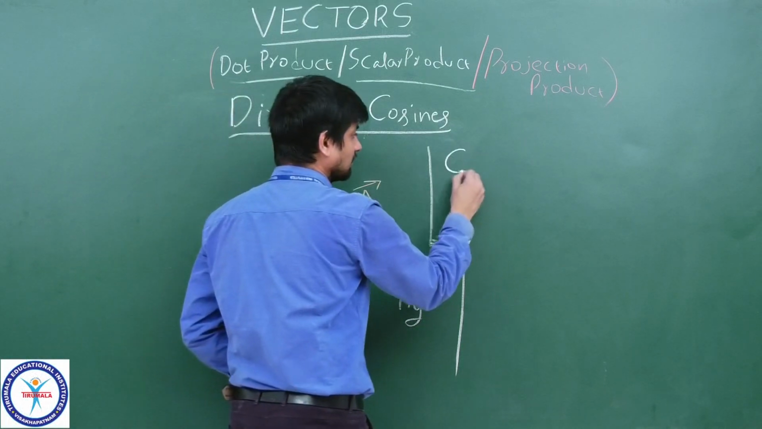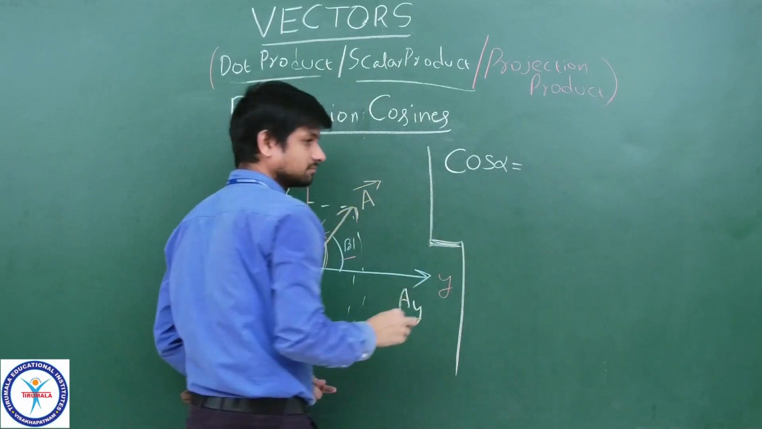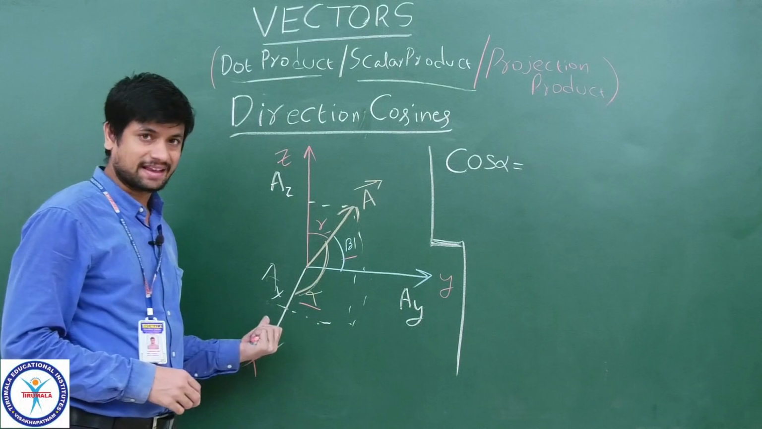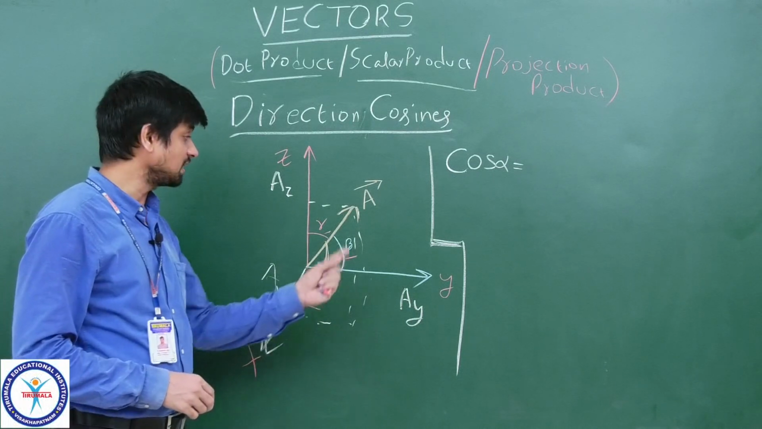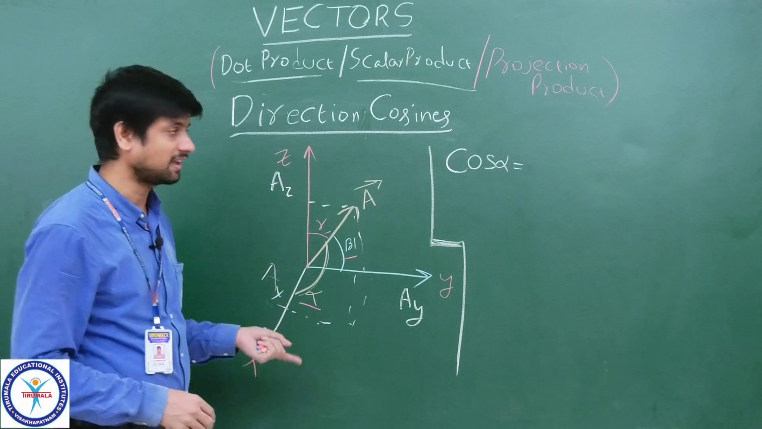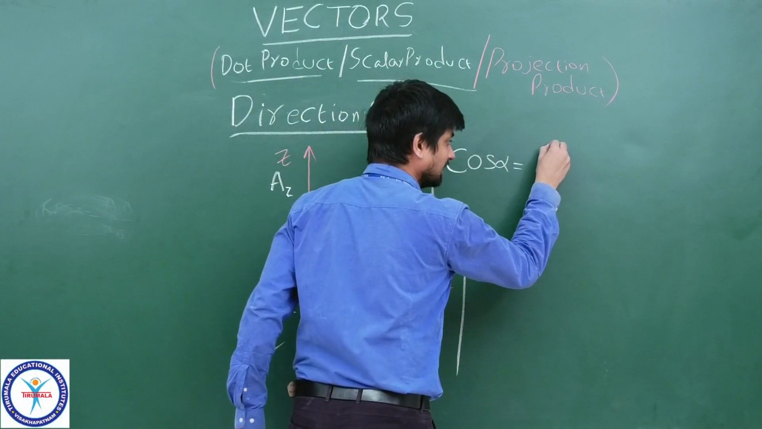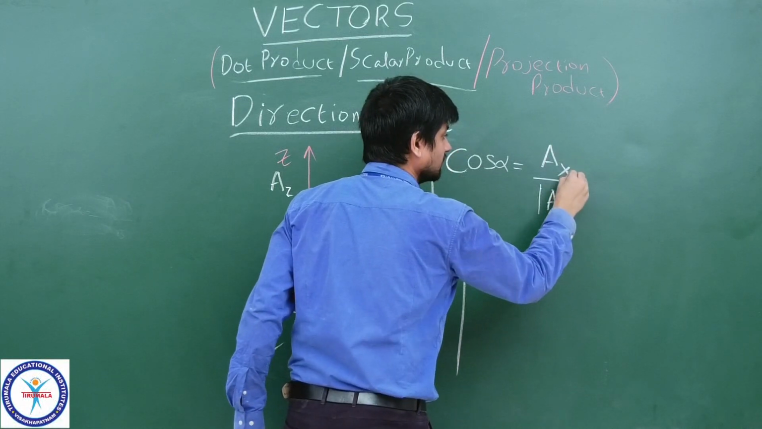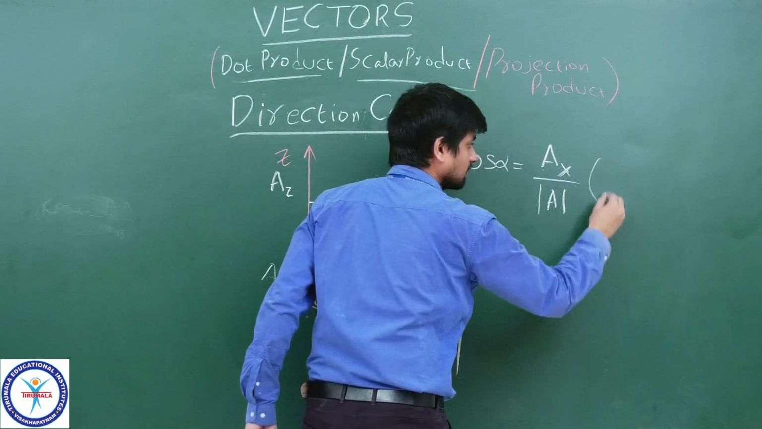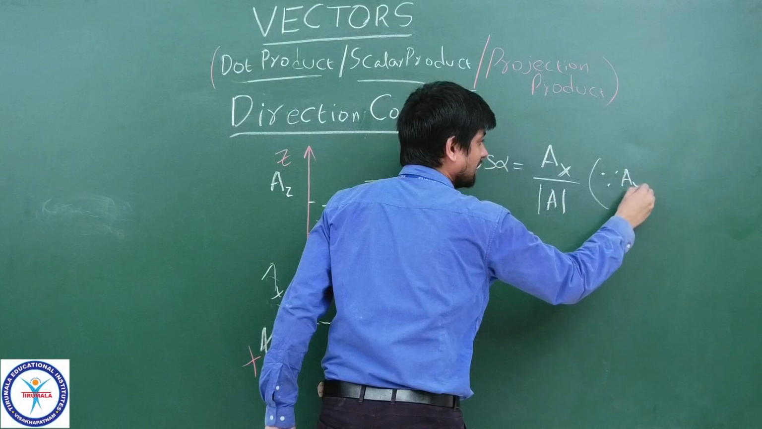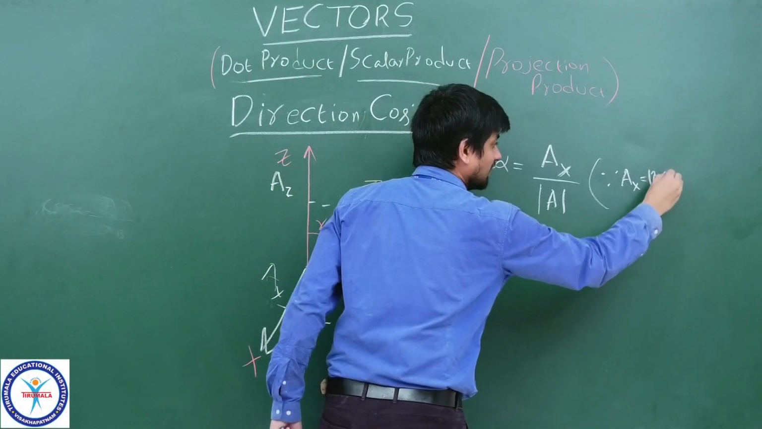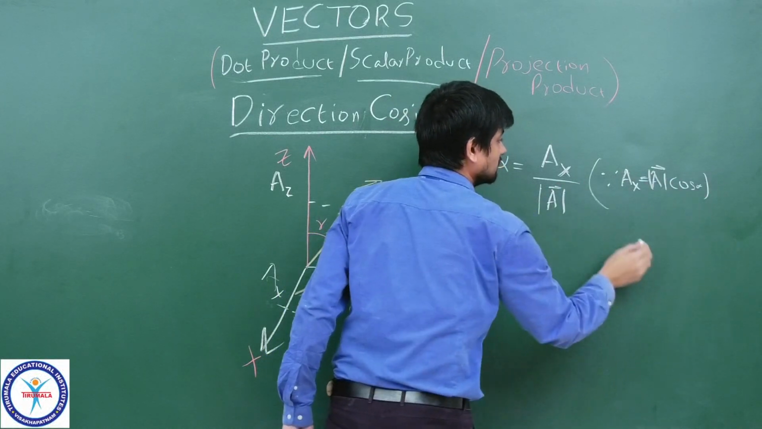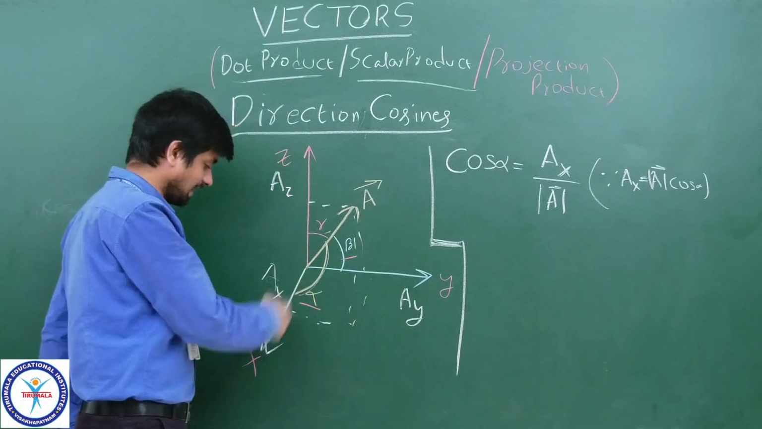So if I want to write cos alpha, children, this cos alpha represents the projection of A on the x-axis. That means cos alpha can be written as Ax by modulus A. Since here you can see Ax equals modulus A cos alpha. This is the projection on the x-axis.